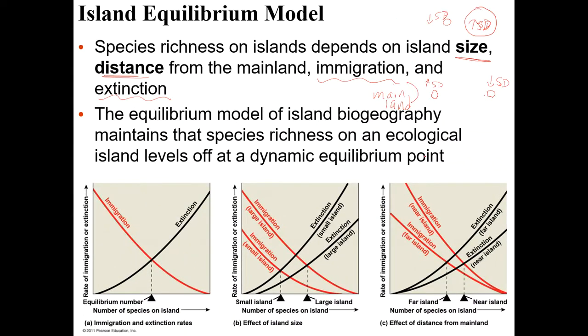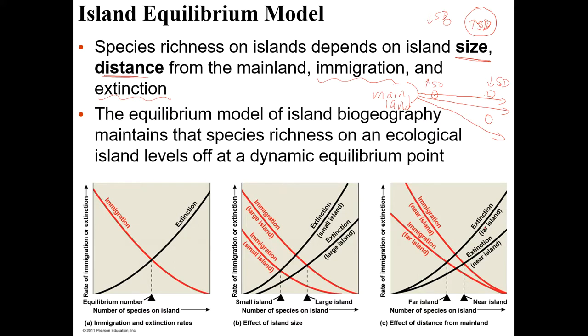So let me see if I can draw this a little bit. So here's your close island, and I'm going to make the distant island here. And here's some species. And if you look at these arrows, these are all the same distance apart, right? This one makes it to this island, this one makes it to this island. This one just doesn't because the island is so far away. So the closer you are to the mainland, the more likely you are to have an immigration event. So looking down here, you get a higher rate of immigration on a near island than you do on a far island.